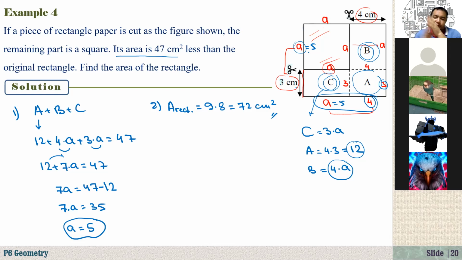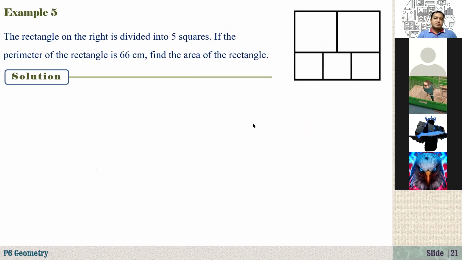Okay. Good. Guys, I'm moving to the next question. After we practice a few questions, this will be very easy for you. Maybe you have never practiced this kind of question. That's why it may seem a little bit hard for you. The rectangle on the right is divided into 5 squares. If the perimeter of the rectangle is 66 centimeters, find the area of the rectangle.